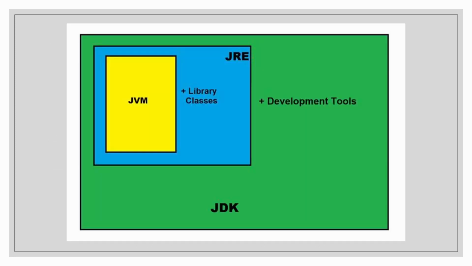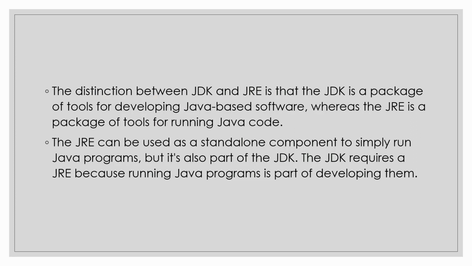So it will be more clear by this. The JDK contains the JRE and some development tools. The JRE contains the JVM and some library classes, and the JVM executes the code. The distinction between JDK and JRE is that the JDK is a package of tools for developing Java-based software, whereas the JRE is a package of tools for running Java code. So the JDK is for developing Java-based software, and the JRE is for running. The JDK requires the JRE because running a Java program is a part of developing it.